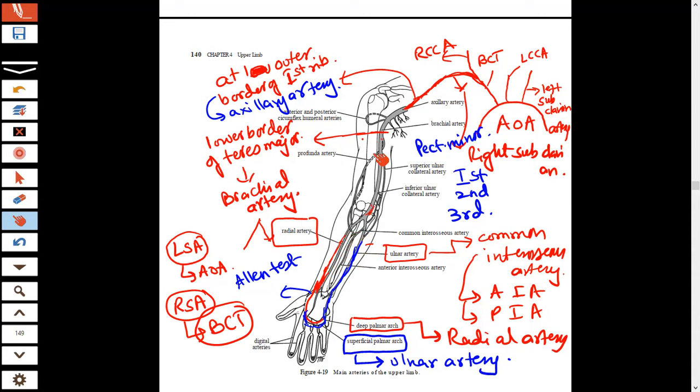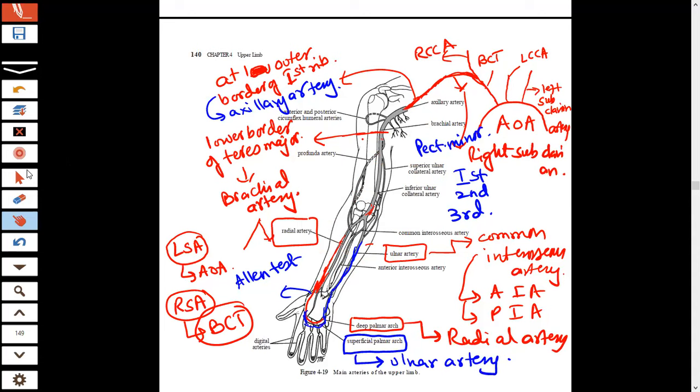Okay. Here you can add one more point: this brachial artery will give one branch, that is your deep brachial artery or profunda brachii artery. This deep brachial artery is giving blood supply to the posterior compartment of the arm region. Okay, so this is how your whole blood supply of the upper limb goes.